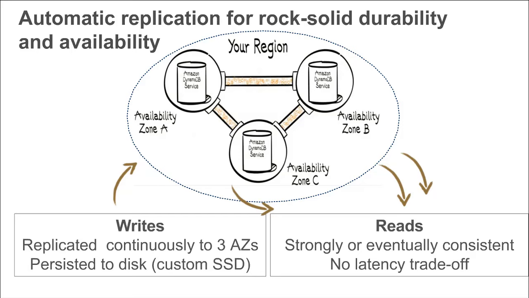As I mentioned, it provides automatic replication. You don't have to enable it. It's available by default when you begin to use your DynamoDB tables. So the writes are replicated continuously to 3 availability zones. When you specify reads, you can actually go for either strongly consistent reads or eventually consistent reads. There is no latency trade-off in either of those cases.